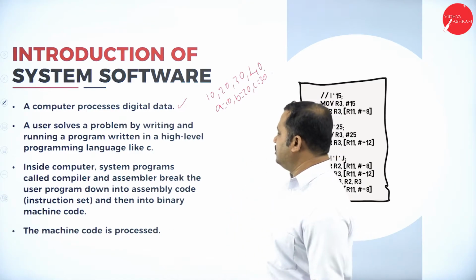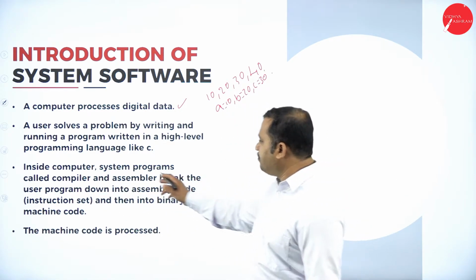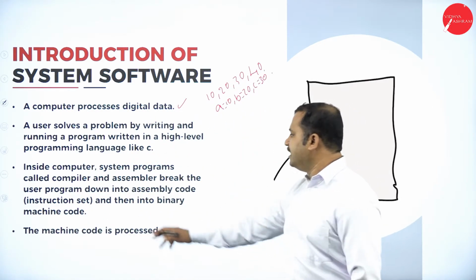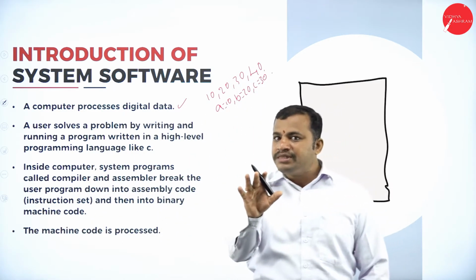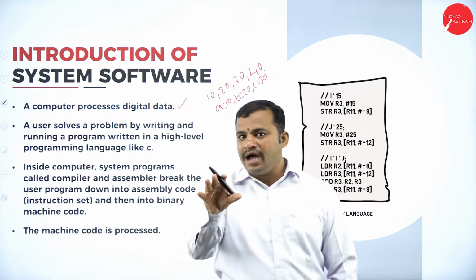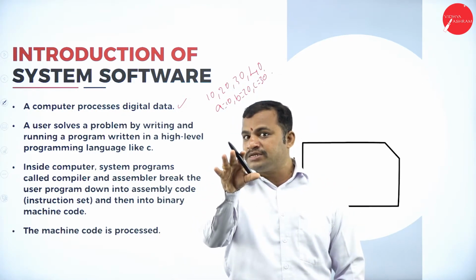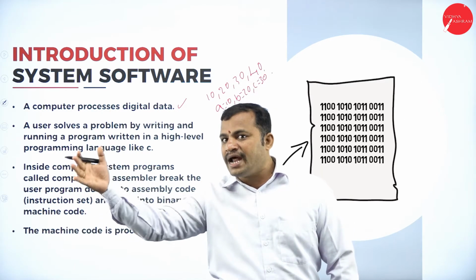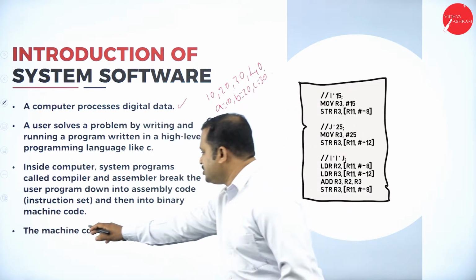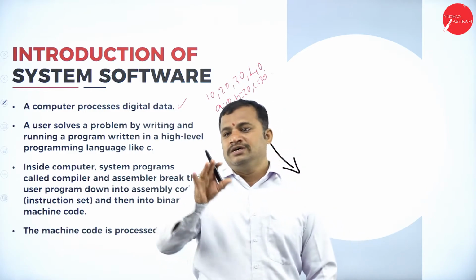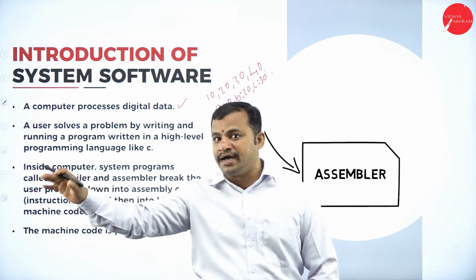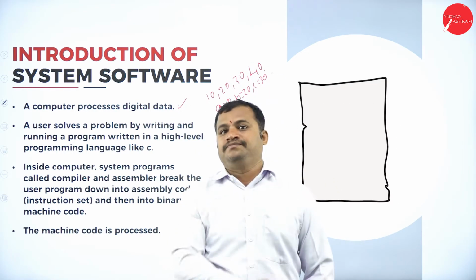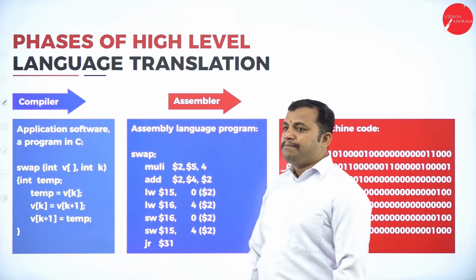So let me tell you that we have an assembler which breaks the program down into assembly code or instruction set and then into binary machine code. The same thing I spoke of right now. That is, the high-level languages like C, C++, Java are converted into a binary equivalent machine understandable format. Then machine code is processed. The machine processes these zeros and ones, binary format data, not the one given by the programmer, that is, the application programmer. So let me take you into an example of that.